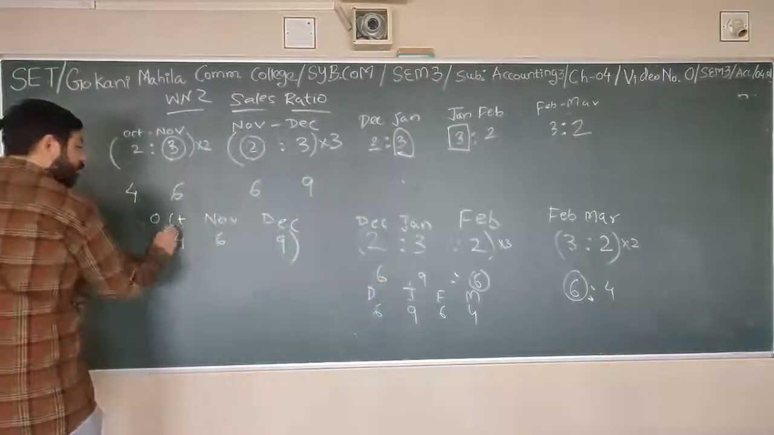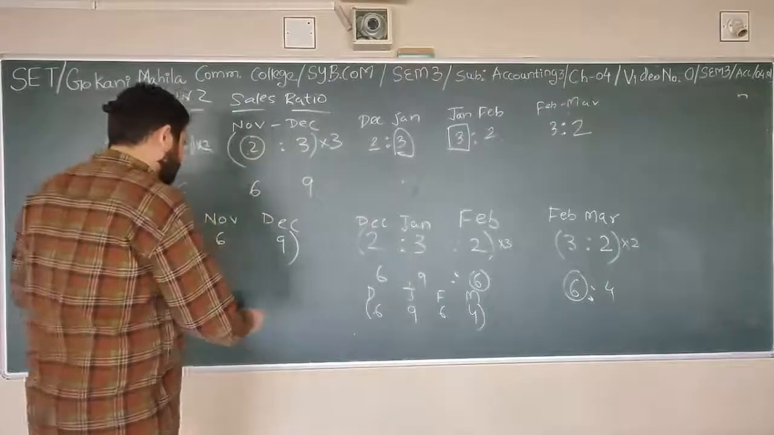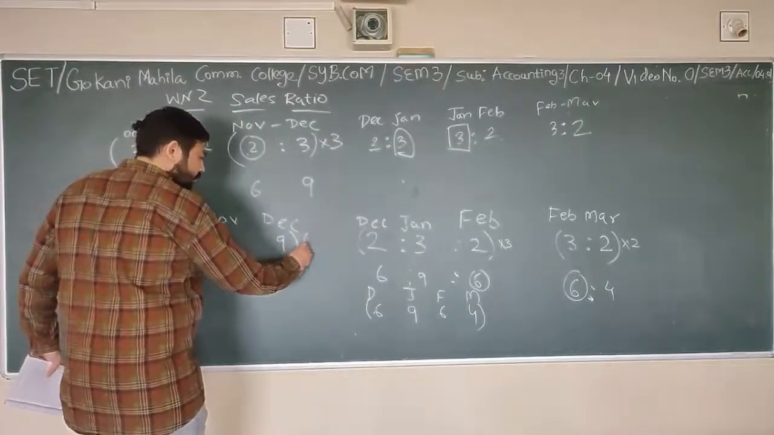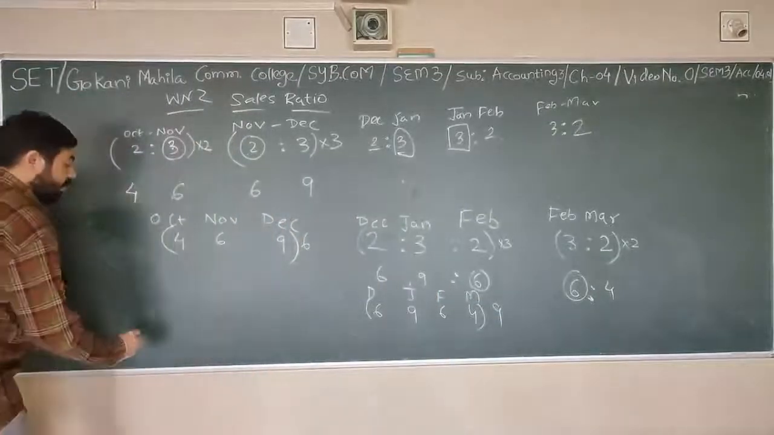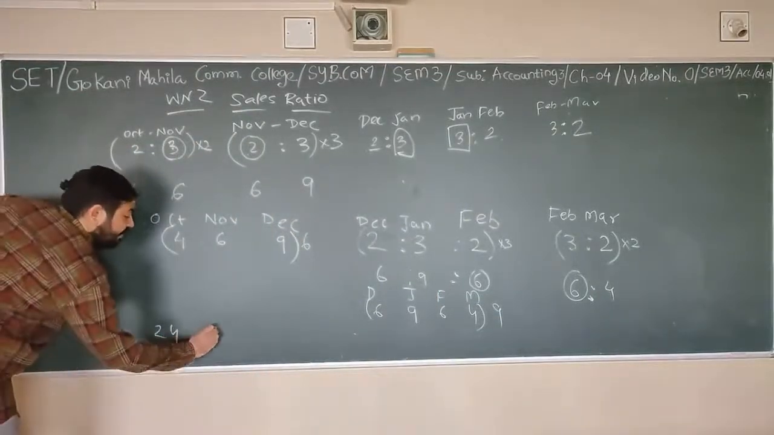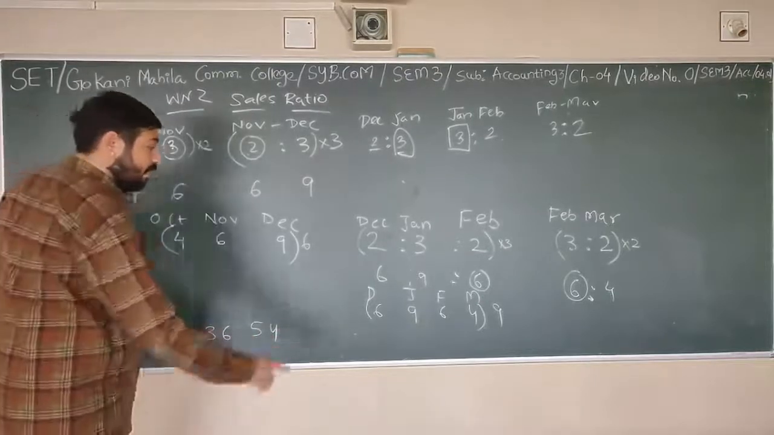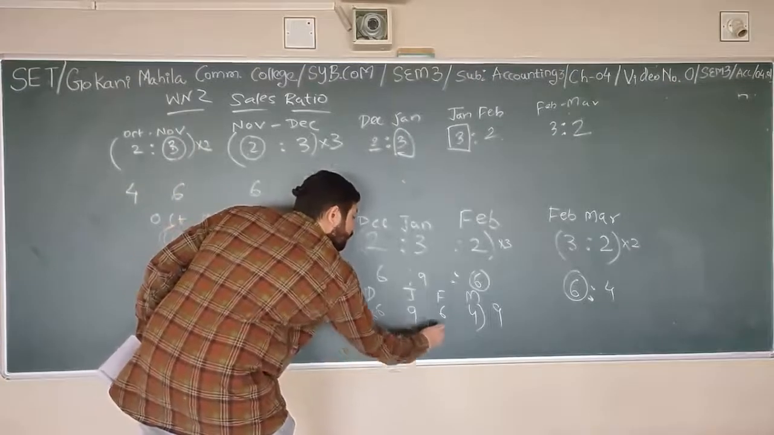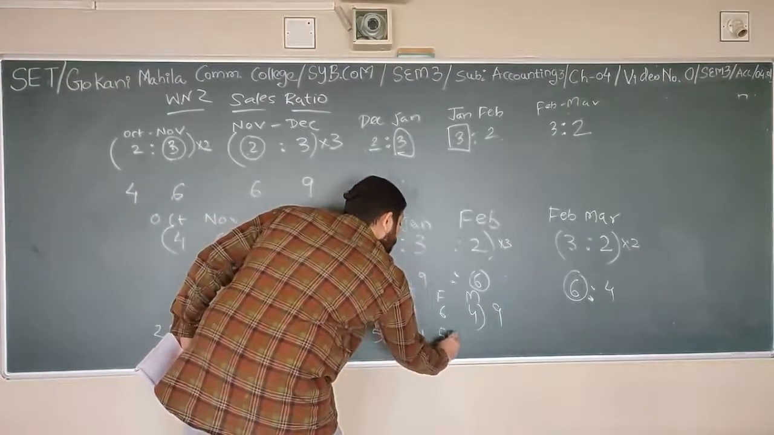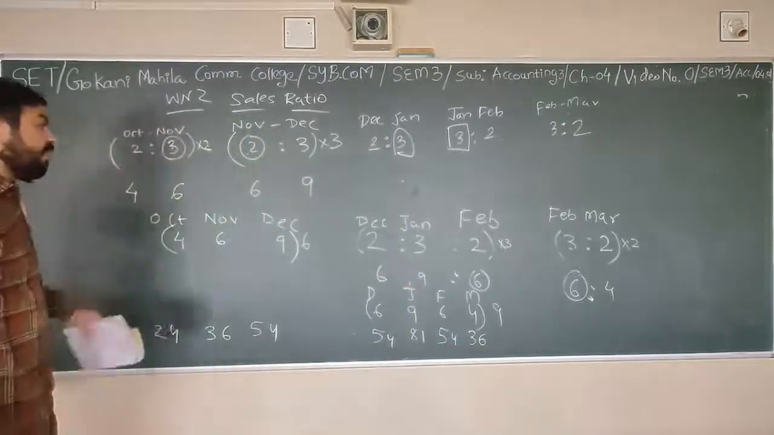Now we have to make common to December so that we can get the proportion. Multiply with 6, here multiply with 9. So 4, 6's are 24, 6, 6's are 36, 9, 6's are 54. 6, 9's are again 54, 9, 9's are 81, 6, 9's are again 54, 4, 9's are 36. So now everything is in parity.